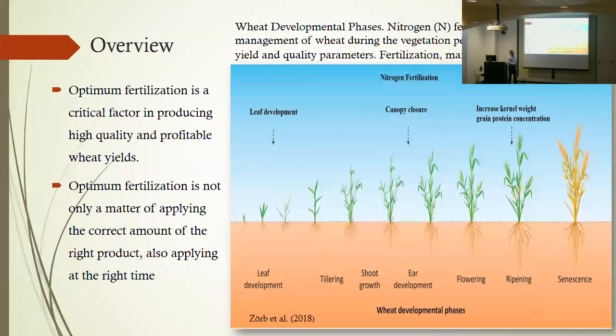Here, this is the model of how fertilizer affects the quality of wheat and yield. And the fertilizers are already marked with arrows. And actually, most of the studies show it's not only a matter of the input of nitrogen, it's also the time of application.